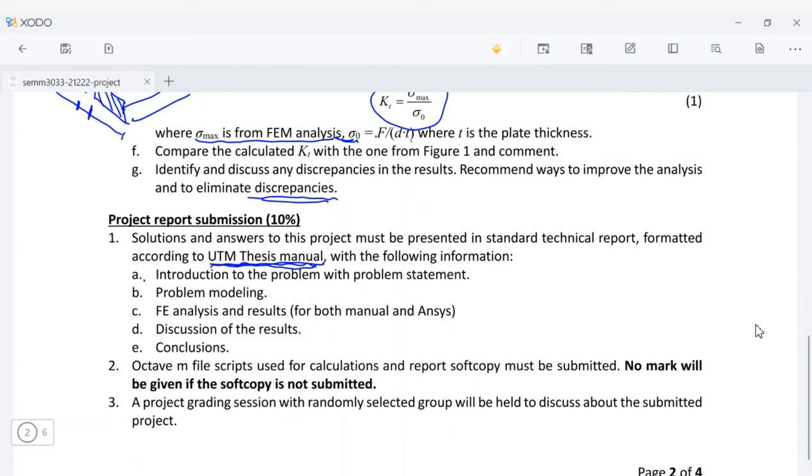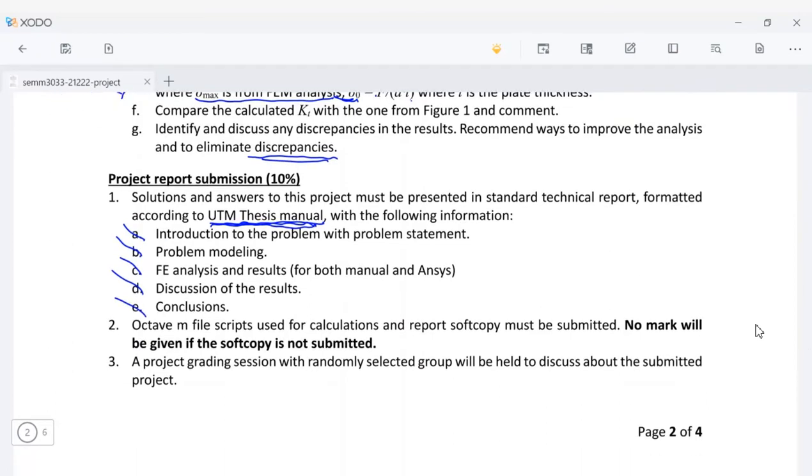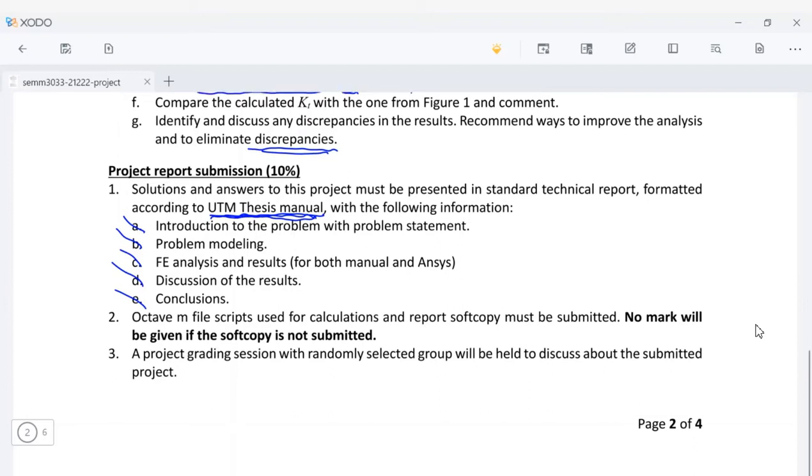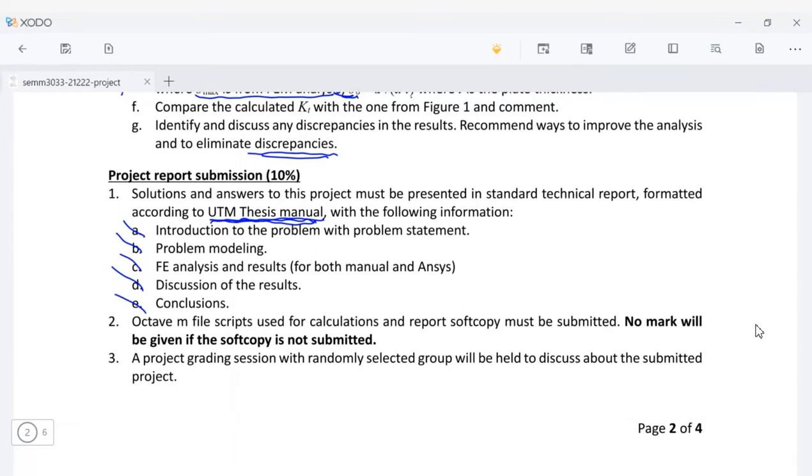So these are the topics: introduction, problem modeling, FE, discussion, and conclusions. These are basically the chapters in your report. Octave files used for calculation and the report soft copy must be submitted. No mark will be given if the soft copy is not submitted. I need to see the soft copy. Macam mana saya nak tanda kalau tak ada soft copy, kan?